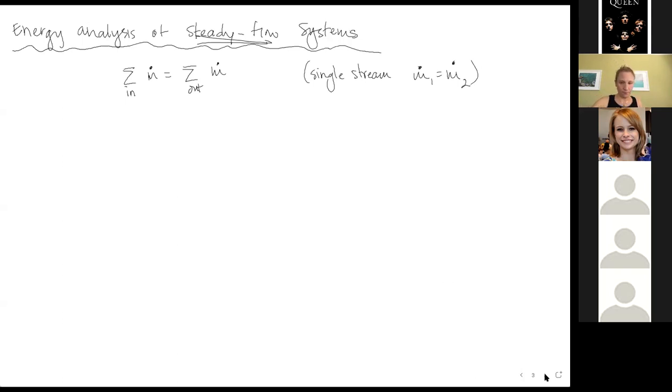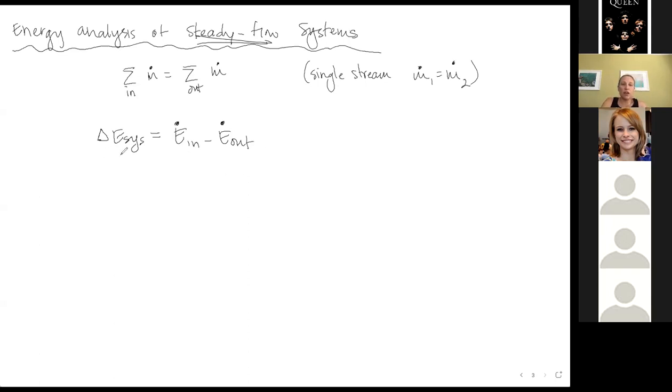All right. So if we're starting to look at energy analysis of these steady flow systems, here we have our same old energy equation. The change in energy of a general system is equal to energy coming in minus energy going out. For these problems, we're looking at energy analysis, so energy coming in per time and energy going out per time.